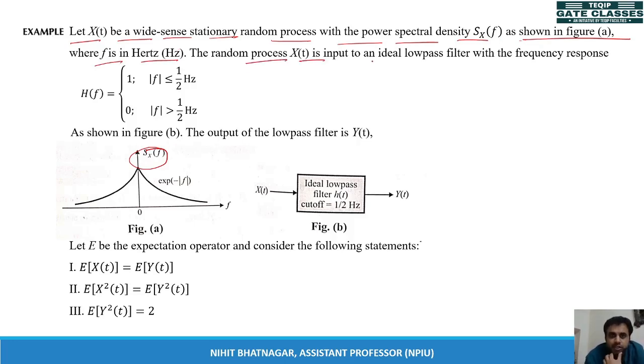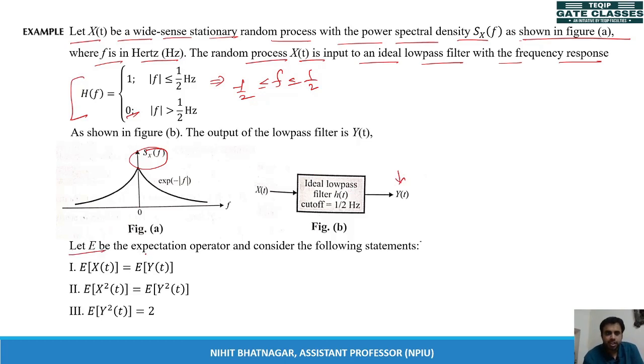The random process X(t) has input applied to an ideal low pass filter with frequency response. This is the low pass filter, and this is the frequency response H(f) given. It has constant value 1 for minus half to plus half, and for other than that its value is 0. The random process X(t) with this power spectral density is passed to the ideal low pass filter. After that, we will get the random process Y(t).